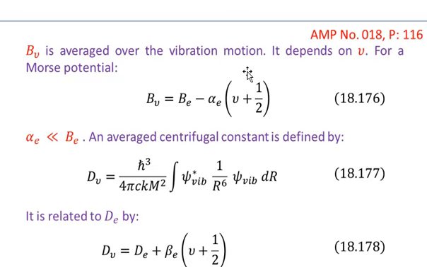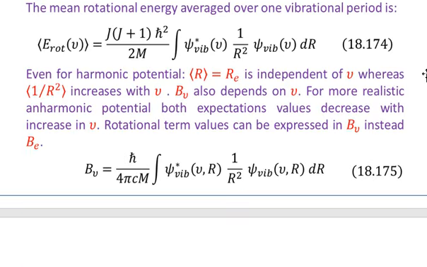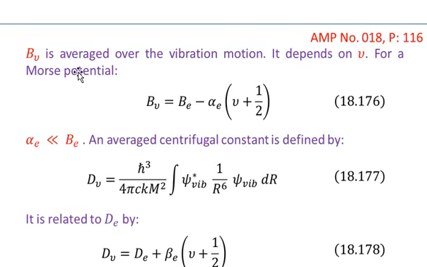BV is averaged over the vibrational motion, because you see that all the quantities where we have used the expectation value of 1 over R squared have been averaged over one complete vibrational level, as the average value of the rotational energy of the molecule, and also the constant BV. BV is averaged over the vibrational motion. It depends on the vibrational quantum number V.